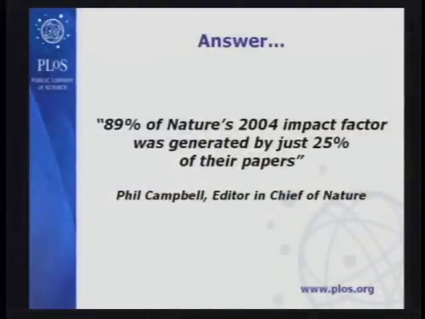So Phil Campbell is the editor-in-chief of Nature, and they did an analysis a couple of years ago. 89% of their 2004 impact factor was generated by just 25% of their papers. So 3/4 of the papers basically contributed almost nothing to the average citation rate of that journal. This is Nature we're talking about. And I think that's pretty instructive. And Nature themselves are not particularly great fans of the impact factor. So it's interesting that they've come out with that statement.